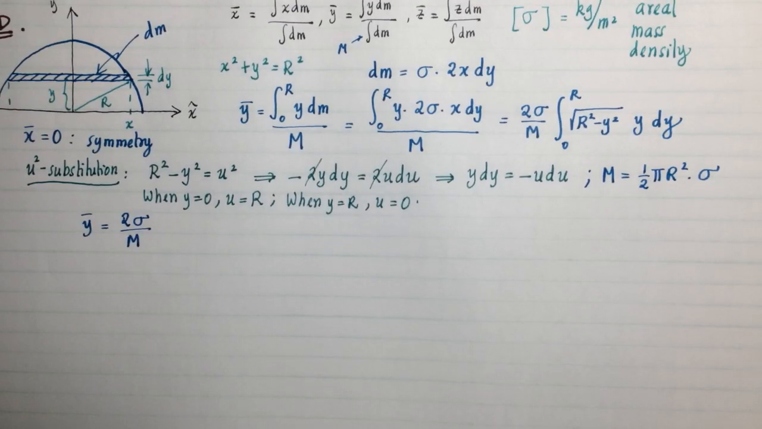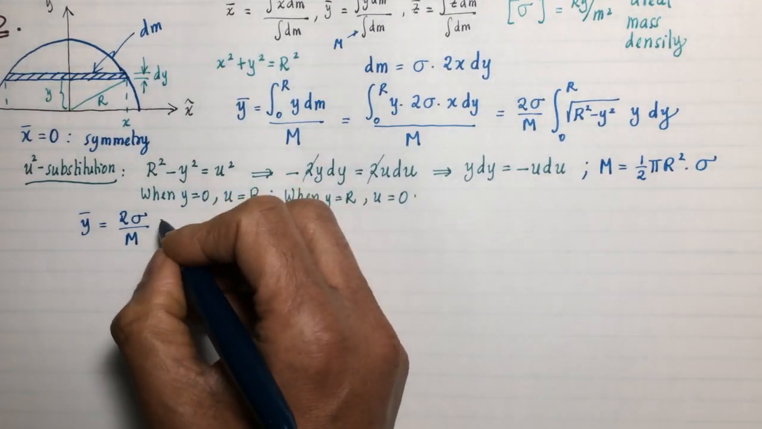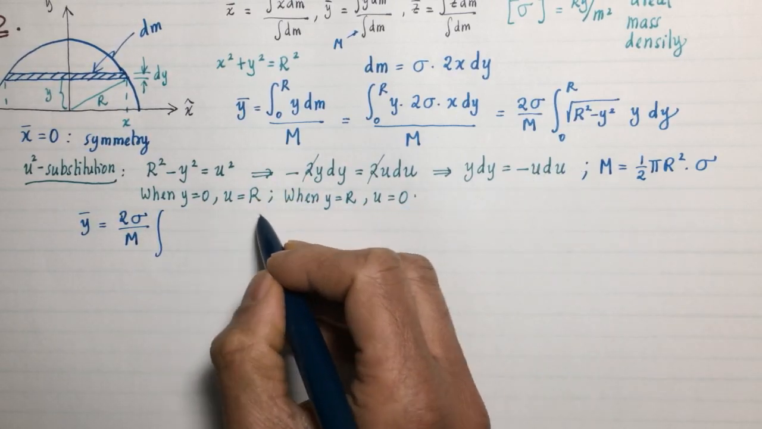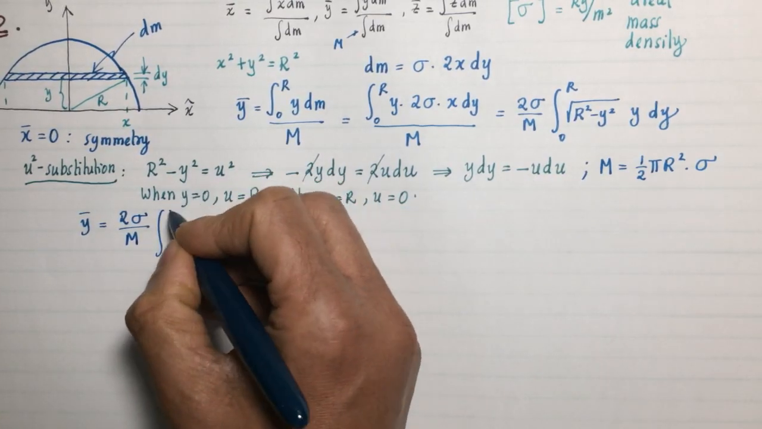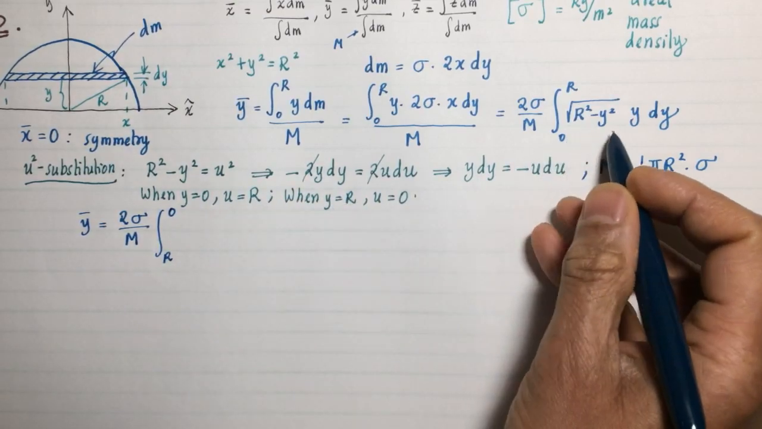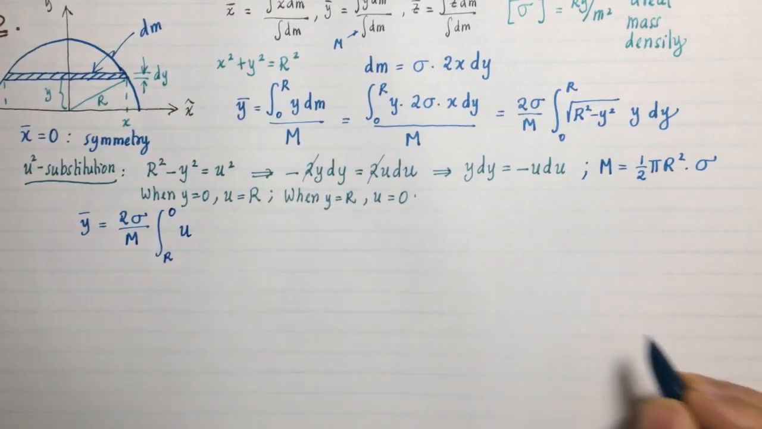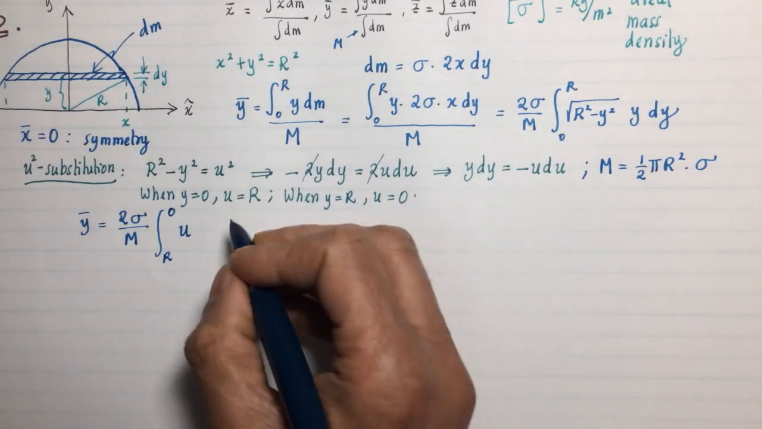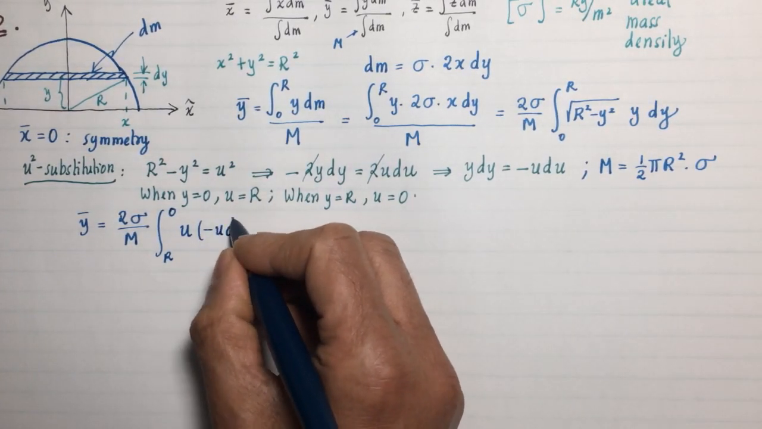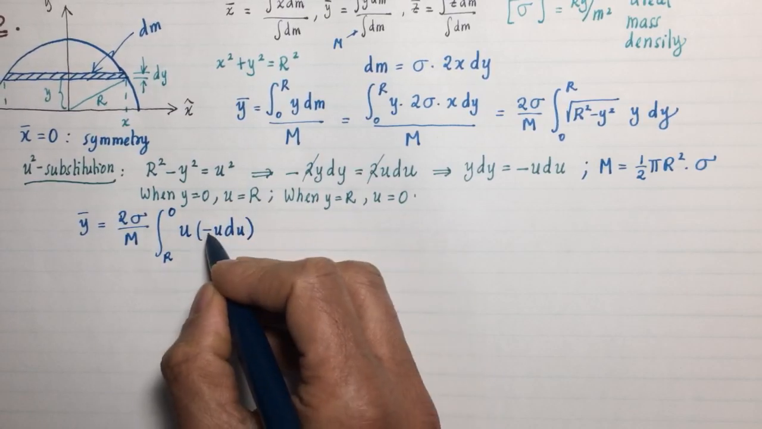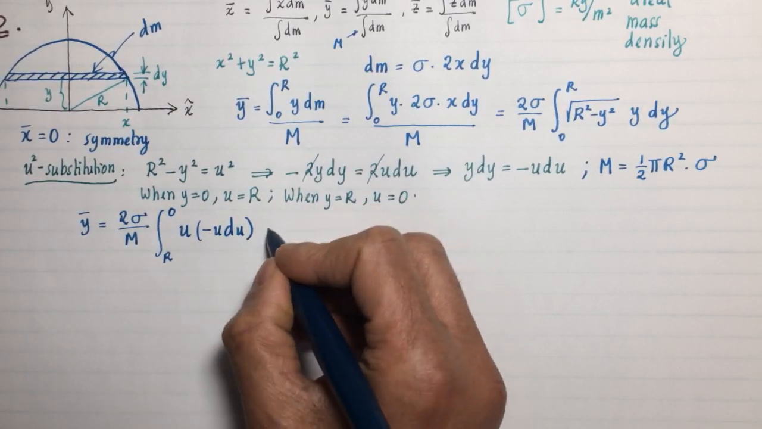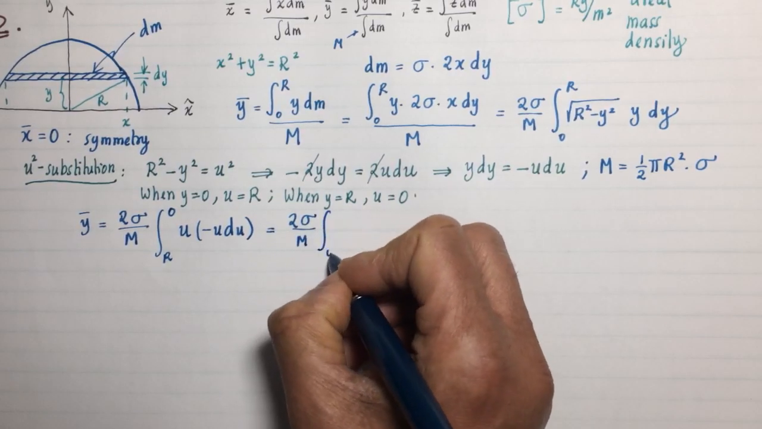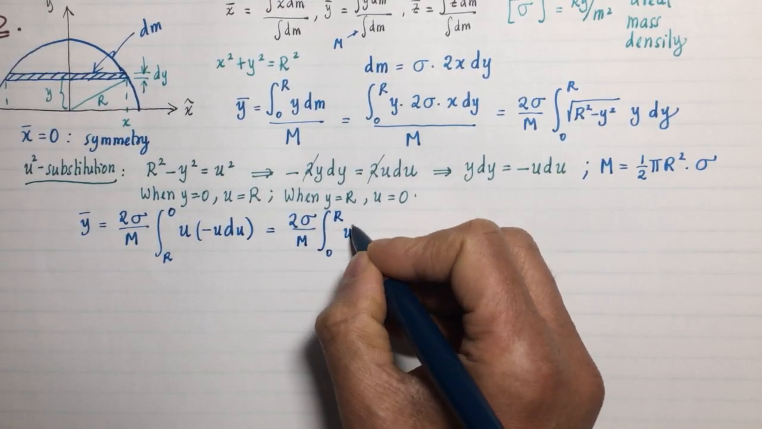So I get 2 sigma over m. The integral, the lower limit is going to be, when y equals 0, u is r to 0. R squared minus y squared is just u, because under the square root, it's just u. And y dy is minus u du. Now observe that there's a minus sign here. I can use that to switch the order of my limits. So I'm going to get 2 sigma over m integral 0 to r u squared du.